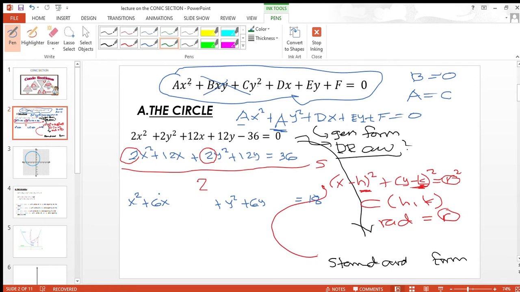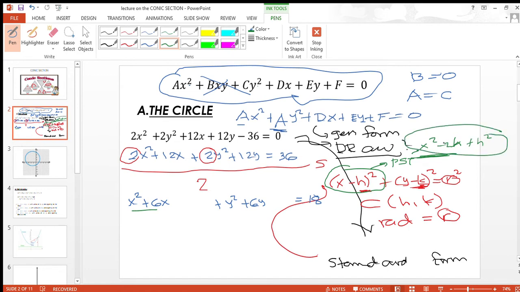And the next step is, since this is a binomial raised to 2, if you will expand this, the expansion is actually a perfect squared trinomial. That will be x squared minus 2h plus h squared. That's a perfect squared trinomial. Okay? So if you will look at this part, x squared plus 6x, it is like x squared minus 2h. Our goal is, from x squared plus 6x, we would like to create a perfect squared trinomial.